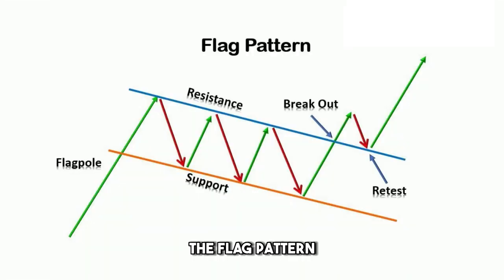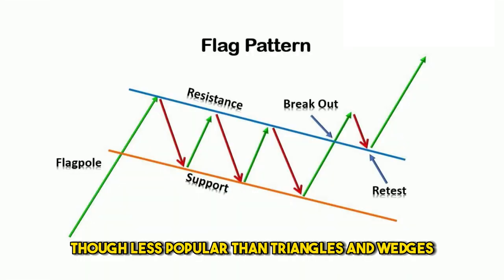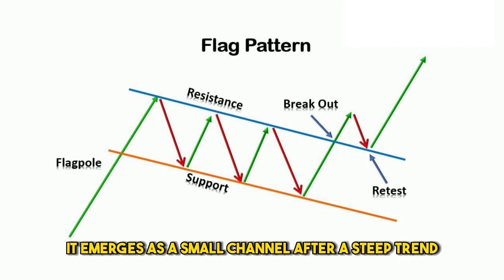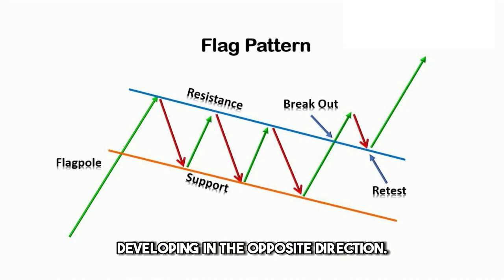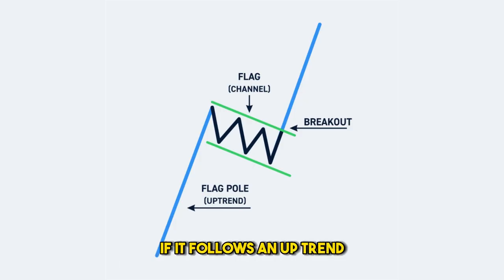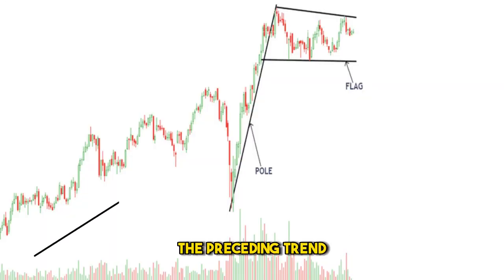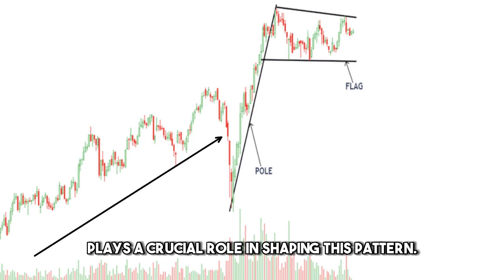The flag pattern, though less popular than triangles and wedges, is highly regarded by traders for its reliability. It emerges as a small channel after a steep trend, developing in the opposite direction. If it follows an uptrend, it takes a downward slope, while after a downtrend, it exhibits an upward slope. The preceding trend plays a crucial role in shaping this pattern.